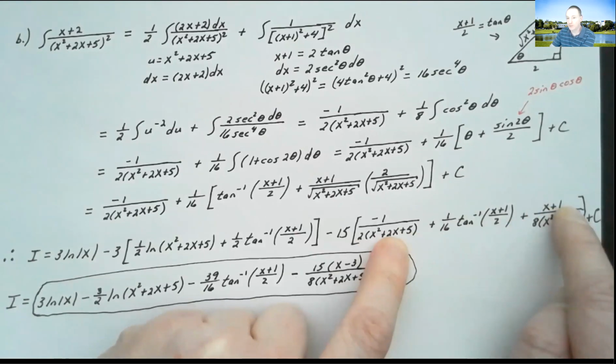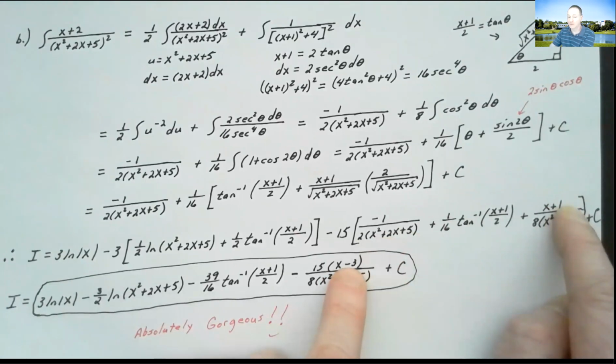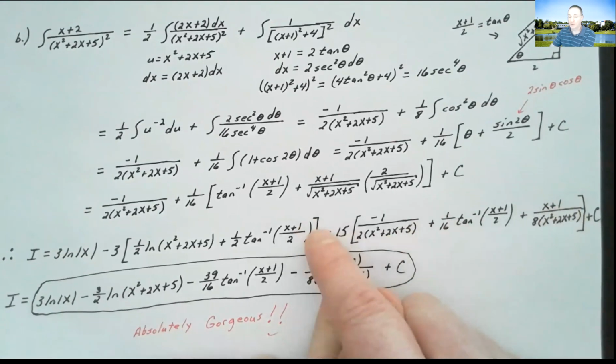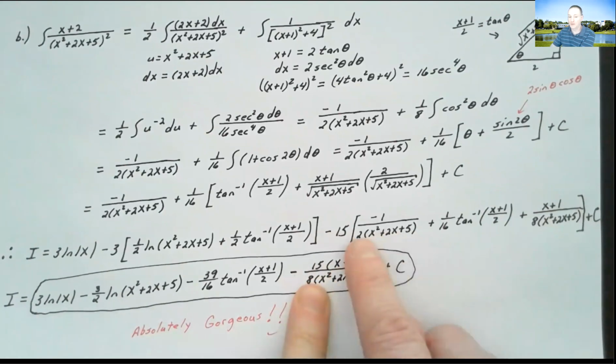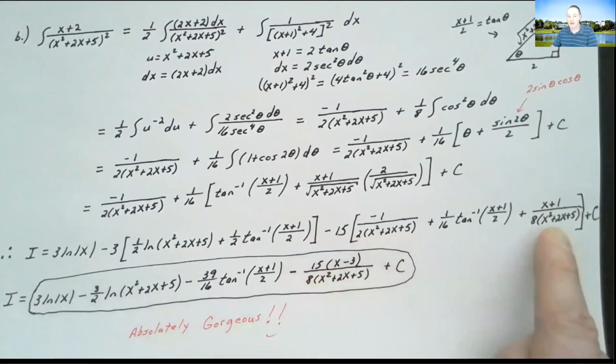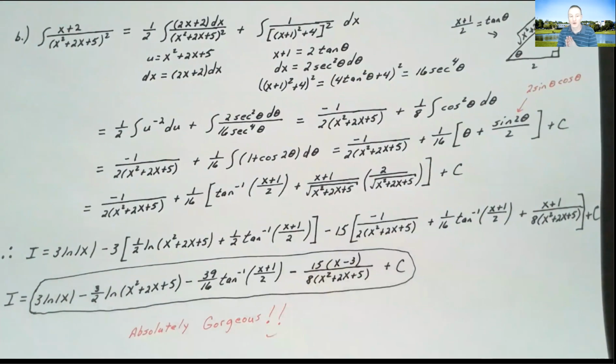Well, x plus 1 plus a -4 gives me x minus 3. That's where that x minus 3 came from. And I'm still multiplying that group by minus 15. So I said minus 15 times x plus 3 over that common denominator of 8 times x squared plus 2x plus 5, plus the constant of integration.